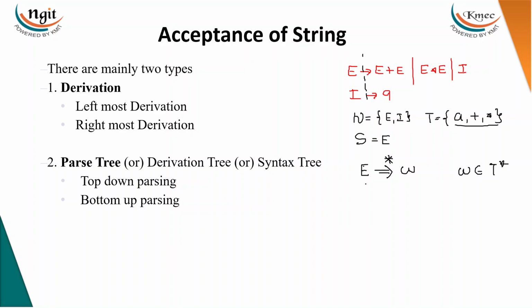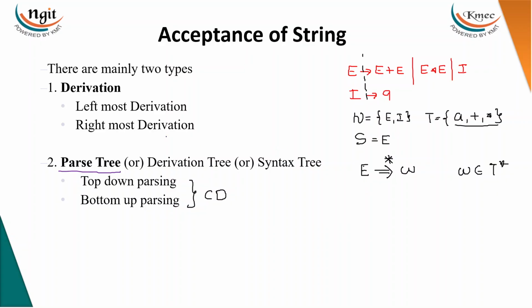Then how to derive a string here? There are two ways to derive a string. One is derivation and another one is parse tree. In derivation we have leftmost derivation and rightmost derivation. In parse trees we have top down parsing and bottom up parsing. We'll discuss this in the compiler design subject, in the next semester. So in this video we'll just concentrate on parse trees, not the types, and of course derivations.